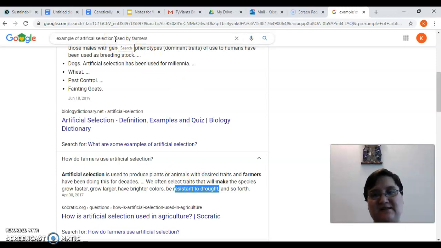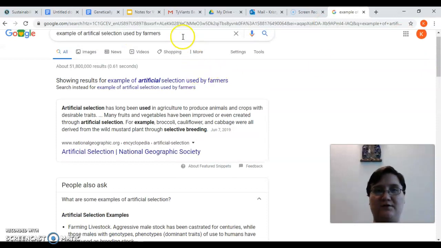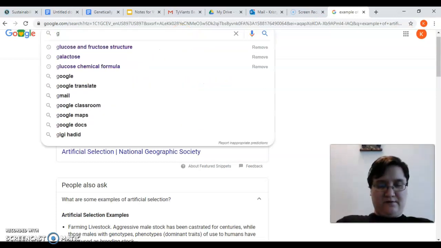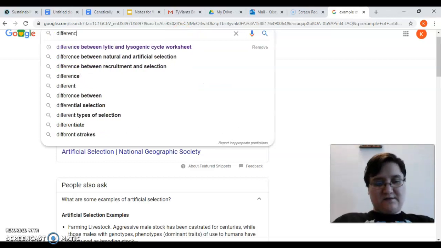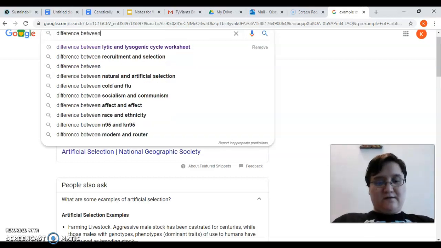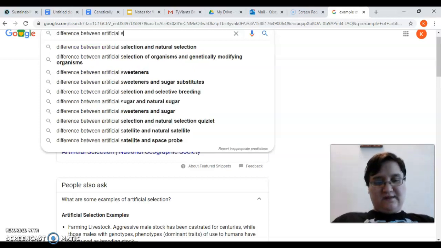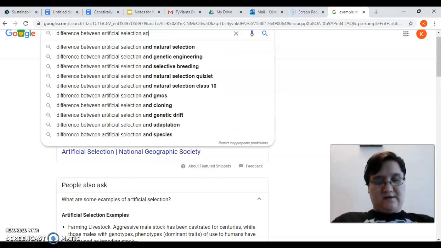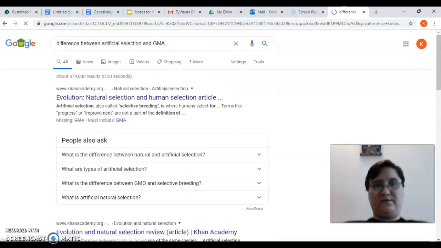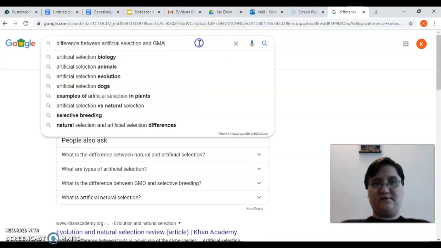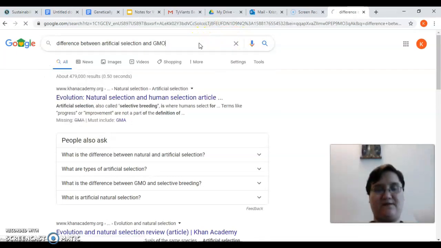But in the 90s, scientists were like, "Oh man, we can do something that's even easier and kind of cooler." And we're gonna try this new approach. That new approach is called a GMO, a genetically modified organism. And if I go to the difference between artificial selection and GMO, not GMA, guys. GMO, genetically modified organism.